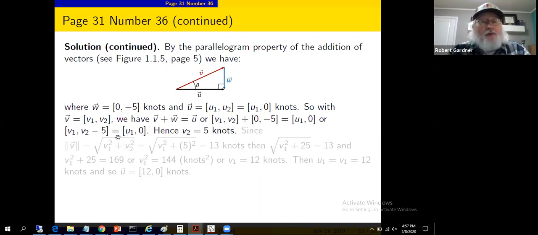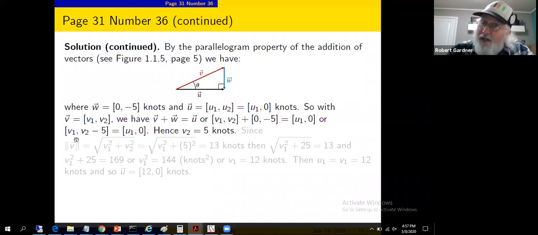All right, so let's see. We can tell v2 must be 5 knots just from this second component. Still some nebulosity here in the first component. I've got a v1 and a u1, so we need to find, we're looking for vector v, wasn't it? We need to find v sub 1 now. We found v sub 2 is 5 knots. How are you going to find v sub 1?